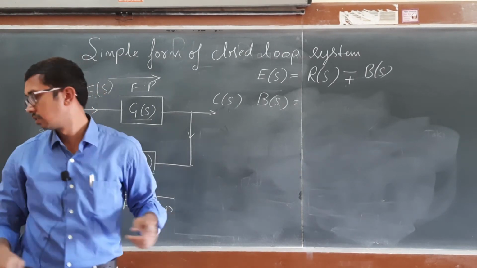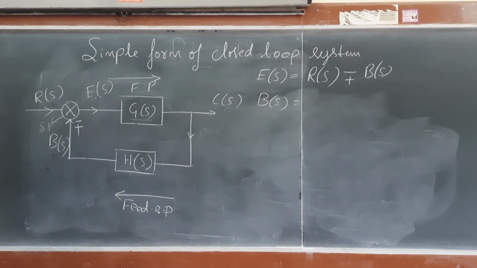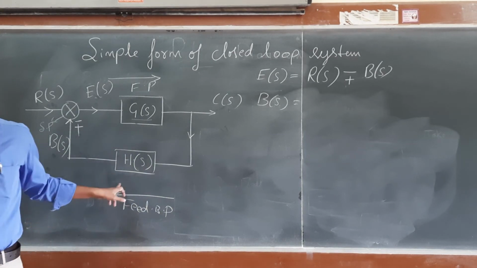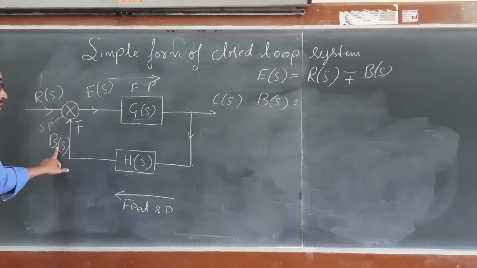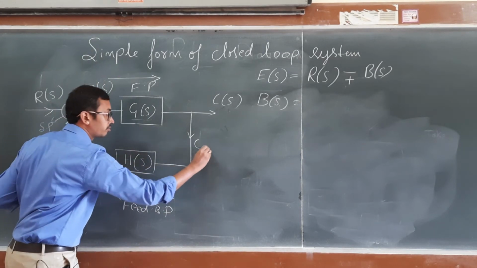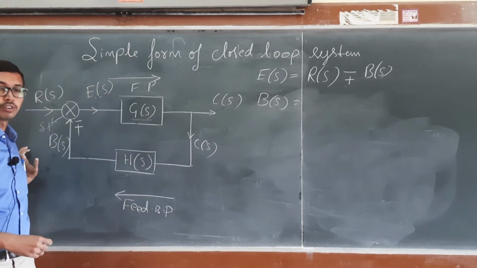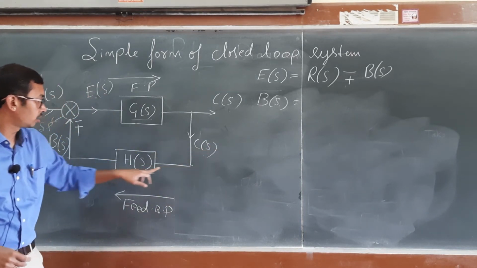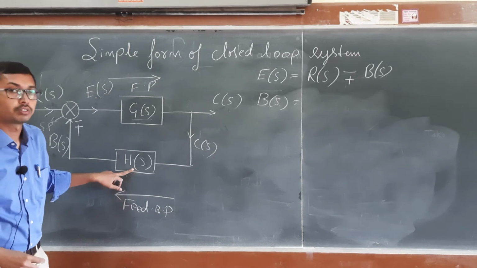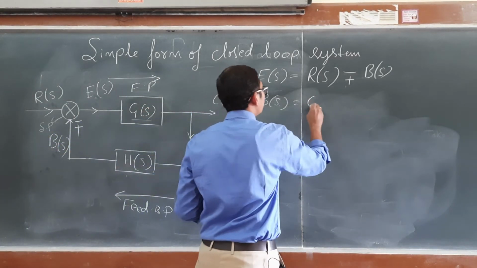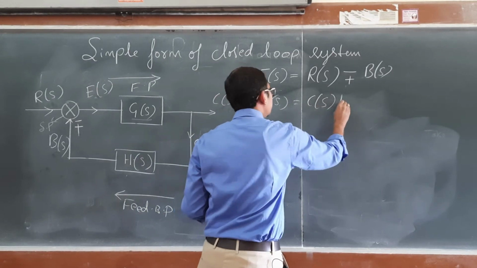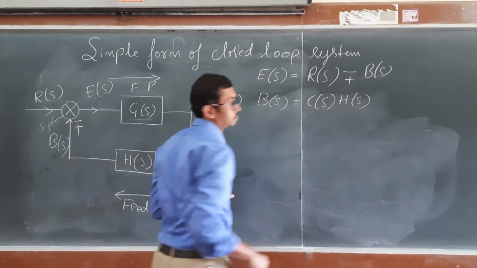Okay, what is that? One second. So B of S is equal to, what is the signal? It will be from here, C of S. So this signal will be getting multiplied with H of S. So that is equal to B of S. B of S will be equal to C of S into H of S.